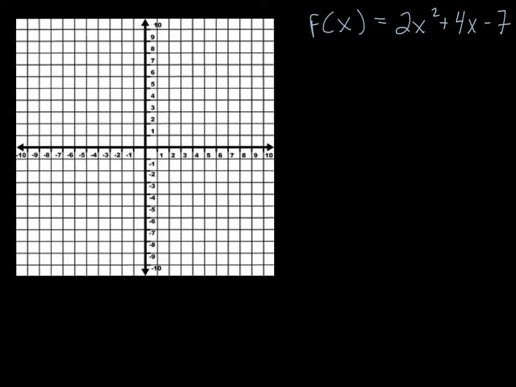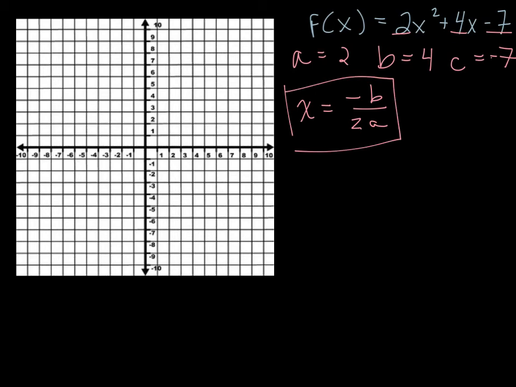So let's look at how to graph this, keeping in mind that a is 2, b is 4, c is negative 7. We're just getting that from the coefficients of each term. So in order to find the vertex, we can't just look at the equation anymore like we were when we were in vertex form. You have to use this formula. The x-coordinate of the vertex is negative b divided by 2 times a. That's the formula to find the x-coordinate of the vertex.